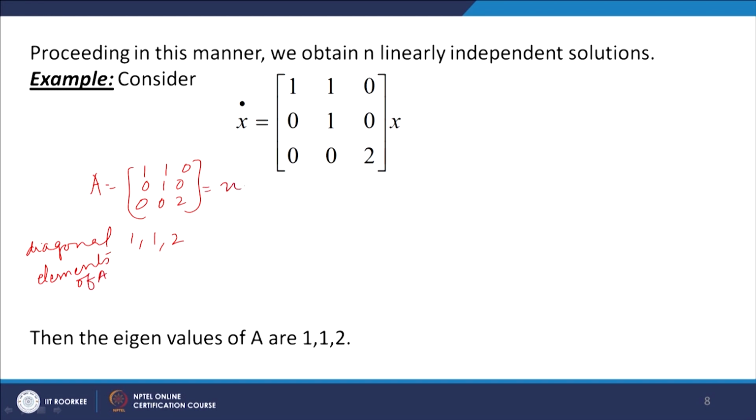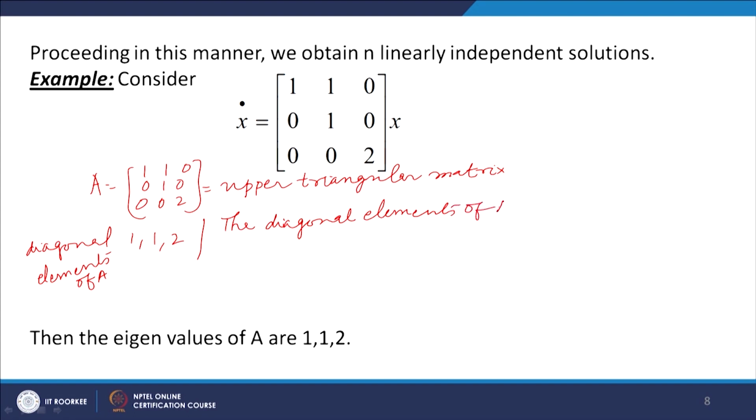And this is an upper triangular matrix. So, the diagonal elements are the eigenvalues of A. Okay. The diagonal elements of an upper triangular or lower triangular matrix are its eigenvalues. The diagonal elements of A are 1 1 2. So, we have the eigenvalues of A as 1 1 2.